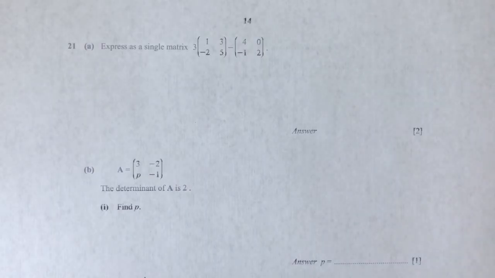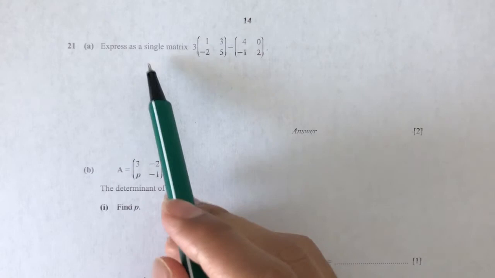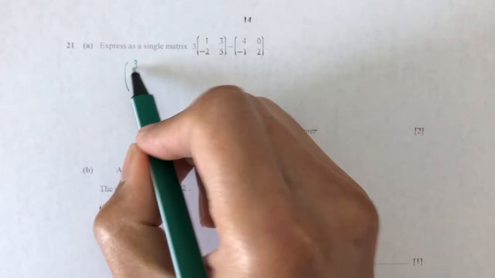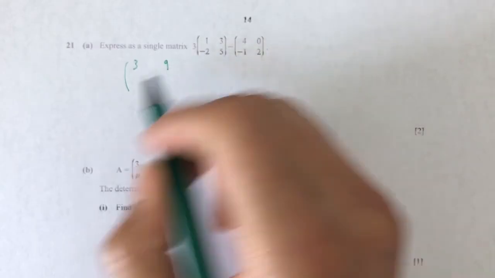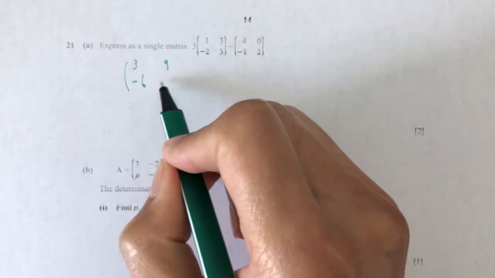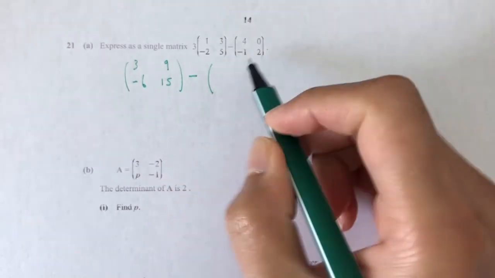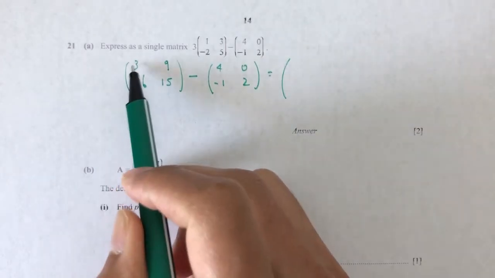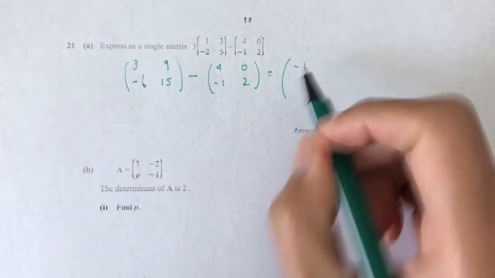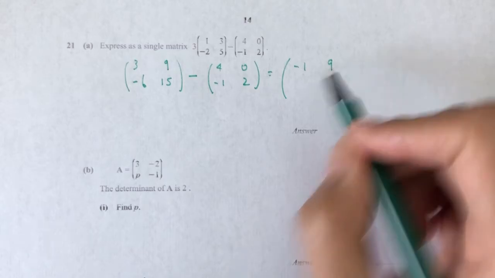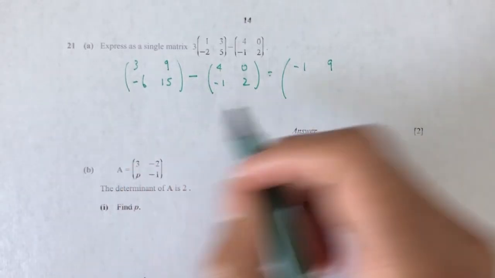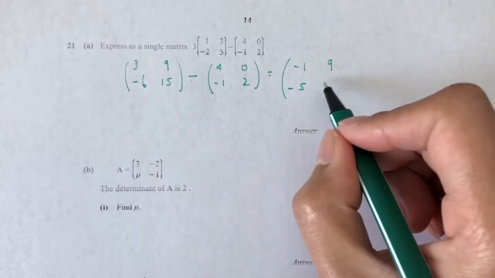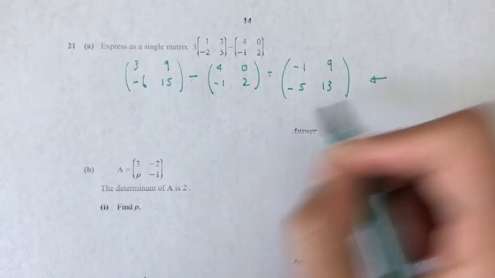Question number 21, part A, express as a single matrix. So let's multiply the 3 inside first. So 3 times 1 is 3, 3 times 3 is 9, 3 times minus 2 is minus 6, 3 times 5 is 15. Minus 4, minus 1, 0, 2. So now we do 1 by 1. So 3 minus 4 is minus 1, 9 minus 0 is 9, minus 6 minus 1 will be minus 7, minus 6 plus 1, minus 5, 15 minus 2 will be 13, and that is your answer for part A.